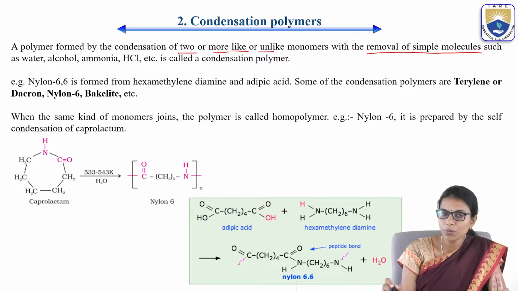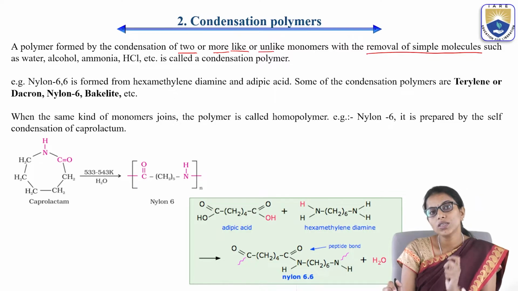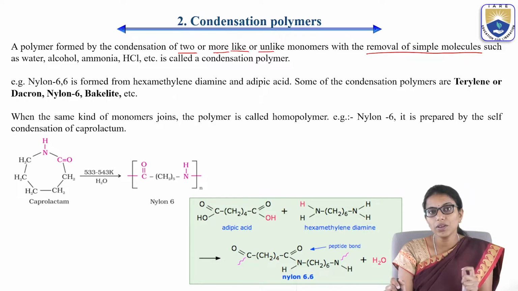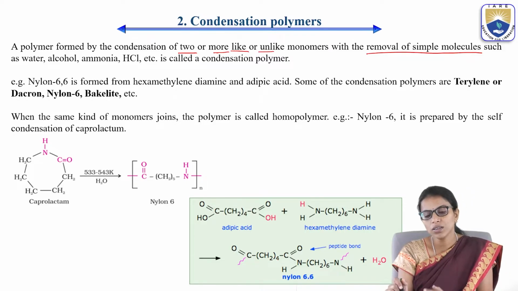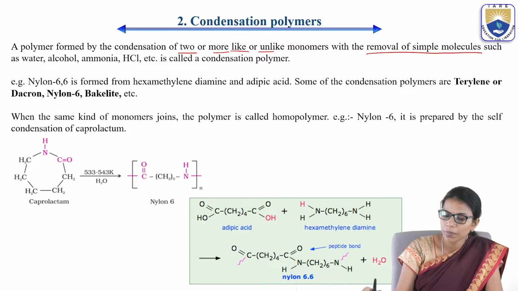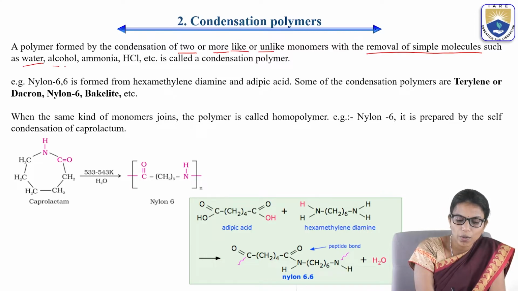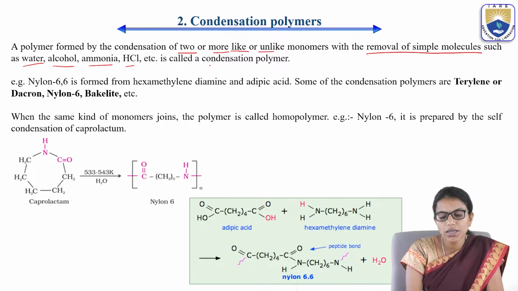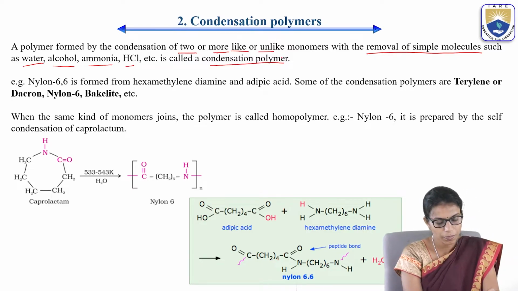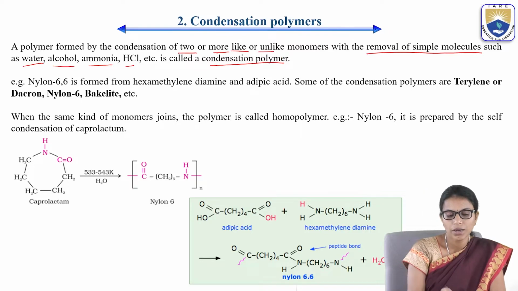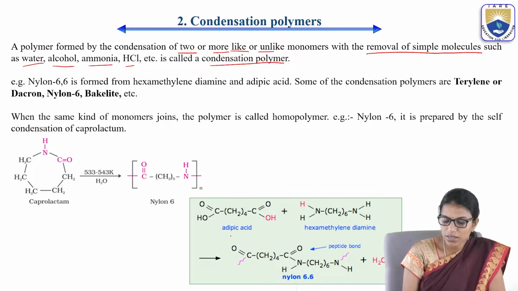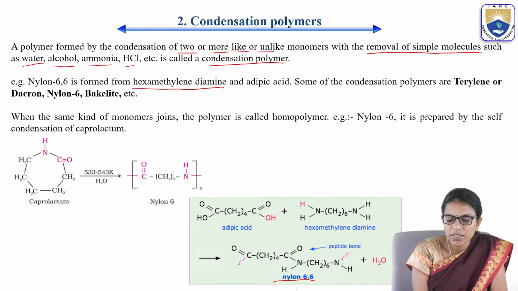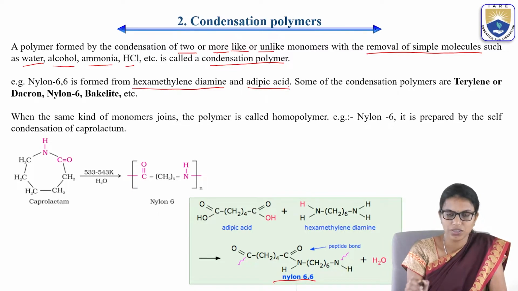In the condensation polymer, the removal of some molecule like H2O, HCl, ammonia, etc. will be there, then it will come under the condensation polymer, such as water, alcohol, ammonia, HCl, etc. It is called a condensation polymer. For example, nylon 6,6. This is the nylon 6,6 structure. It is formed by hexamethylene diamine and adipic acid.